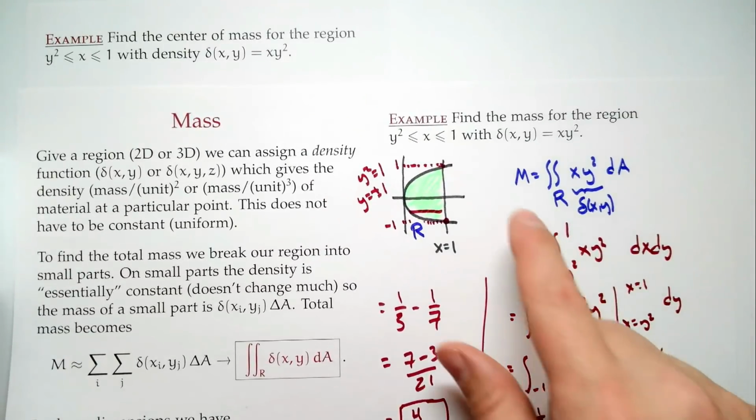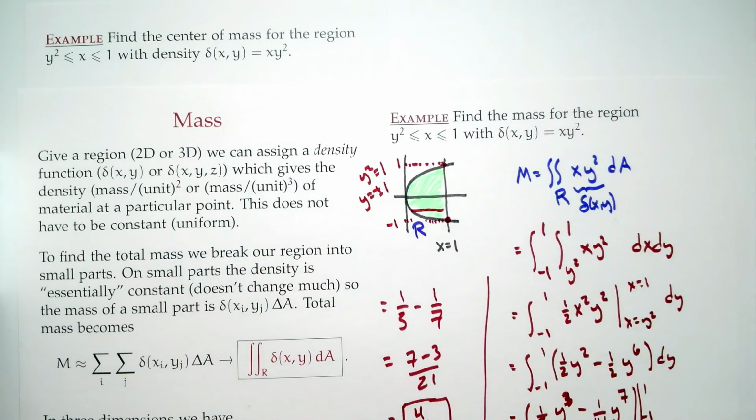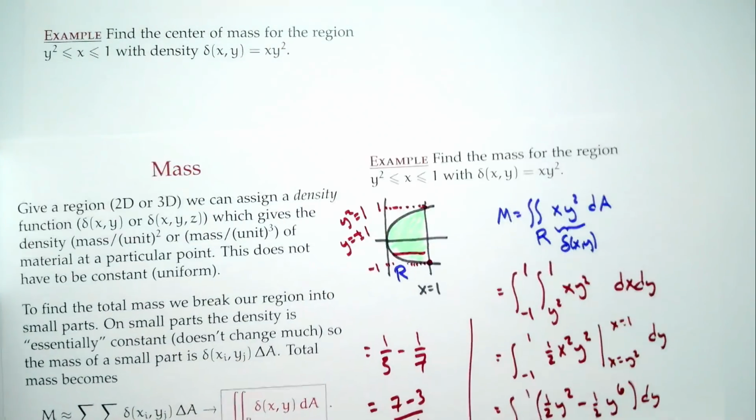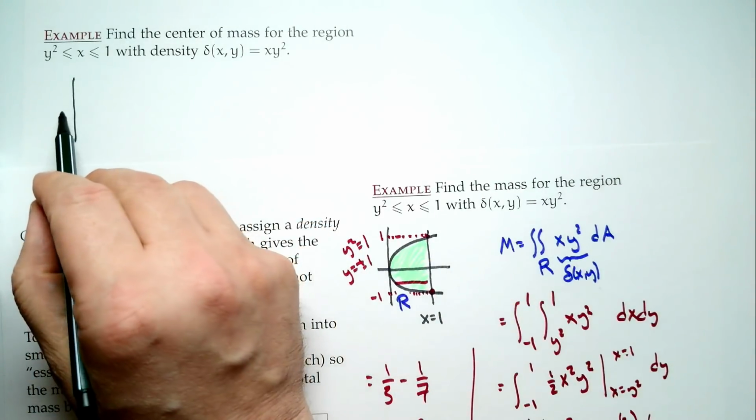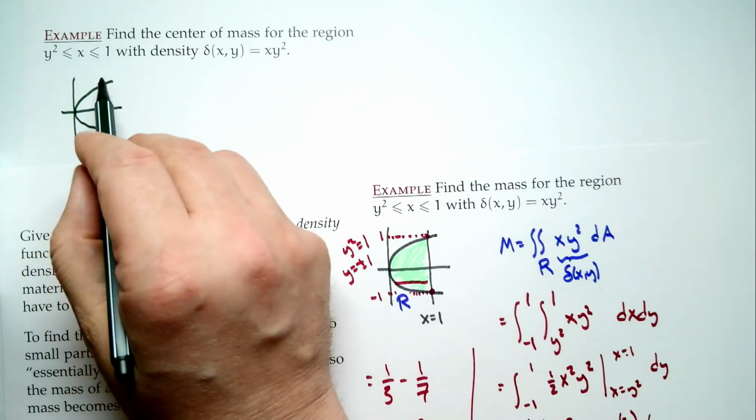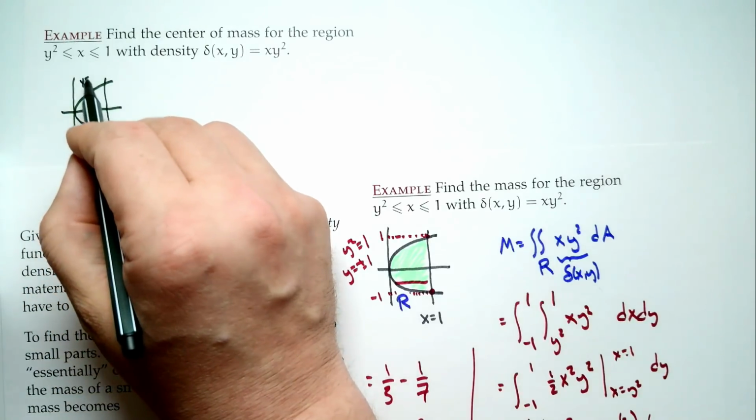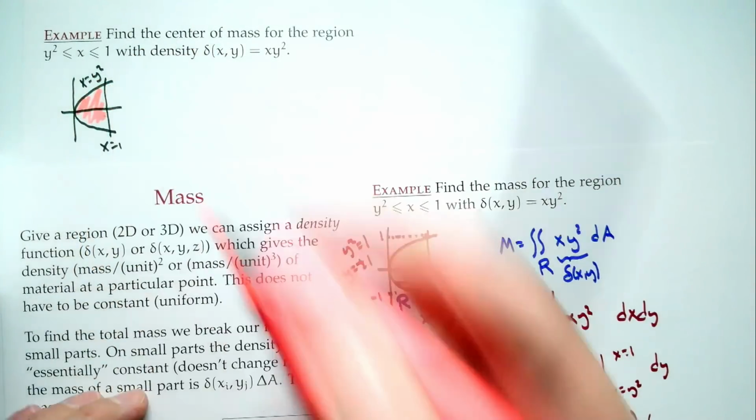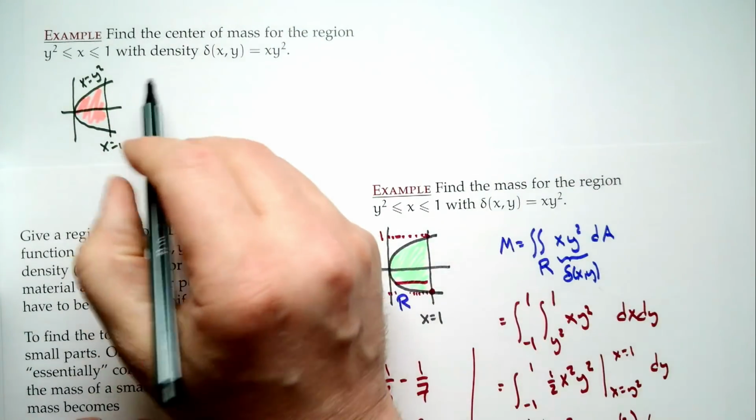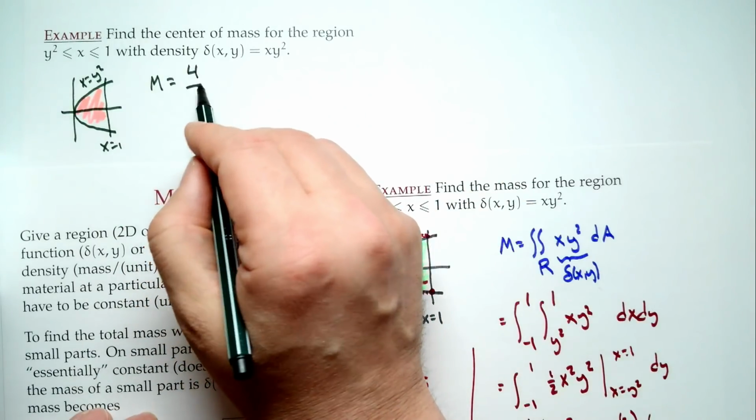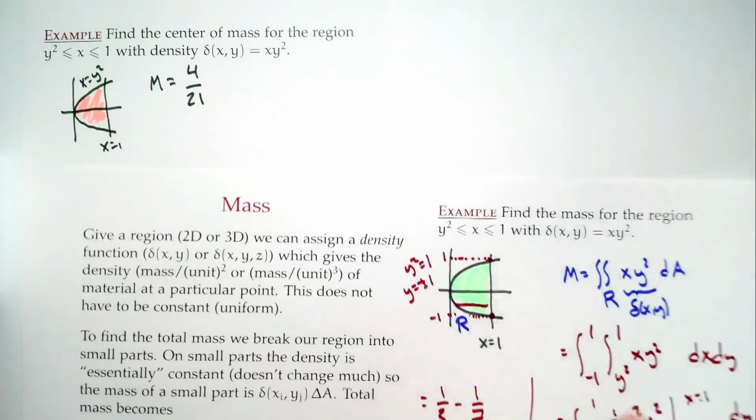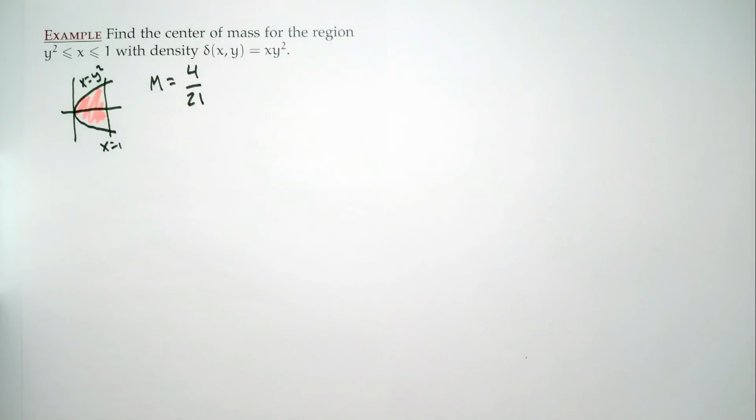Well, it looks a lot like this problem where we're finding the mass. So the good news is we actually have a little bit of work already done. We can just copy it and make some notes here. Our shape is still the same, so we'll just copy that. Here we have x equals 1. Here we have x equals y squared. We're going to shade in our region. And there's that. And we know our mass is 4 over 21, because that's what it says right here. And we can also refer to this for our bounds. But for the time being, that's what we already know.